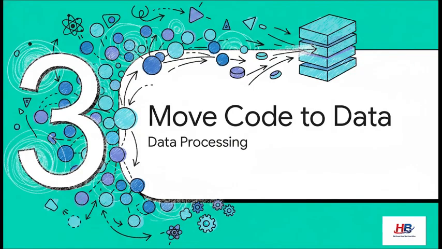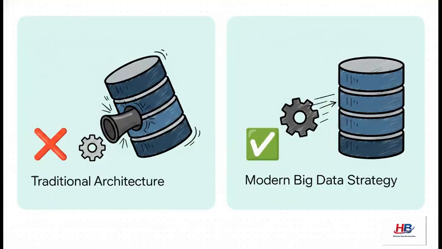Next up, section 3, moving code to data. Historically, we consistently moved massive volumes of data across our networks to reach our central processing code. But in the era of big data, moving petabytes of information just creates an absolute nightmare of a network bottleneck. It's literally like trying to mail an entire commercial kitchen to a chef just so they can cook a single meal. It makes no sense.